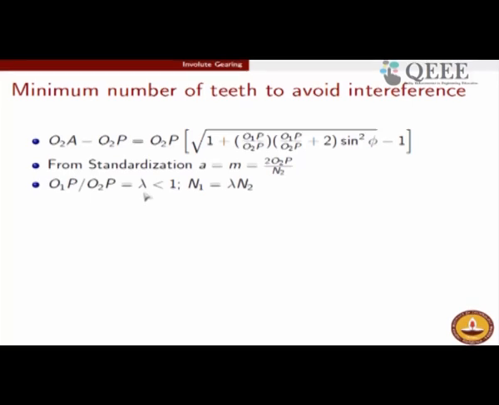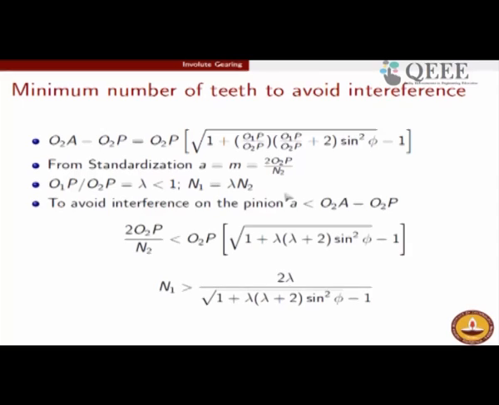We introduce this terminology of gear ratio, which is lambda, the ratio of the two gear sizes, which, because the modules are the same, is also the ratio of the number of teeth present in the two gears. So, N1 is the number of teeth present in gear 1 and N2 is the number of teeth present in gear 2. N1 is equal to lambda times N2, as per our notation.